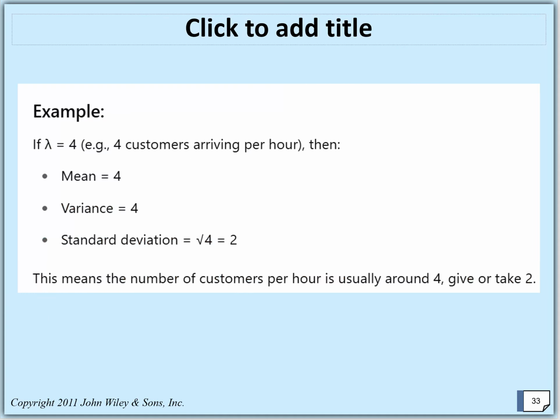Let's do an example. You are at a bank and you want to see if the average customer arriving, the long-term mean is 4 customers per hour. 4 customers arriving per hour, that's the long-term mean. So the mean is 4, variance is 4, standard deviation is 2. This means that the number of customers per hour is usually around 4, give or take 2, because the standard deviation is 2. So if you go with 1 standard deviation, and we'll talk about that later.